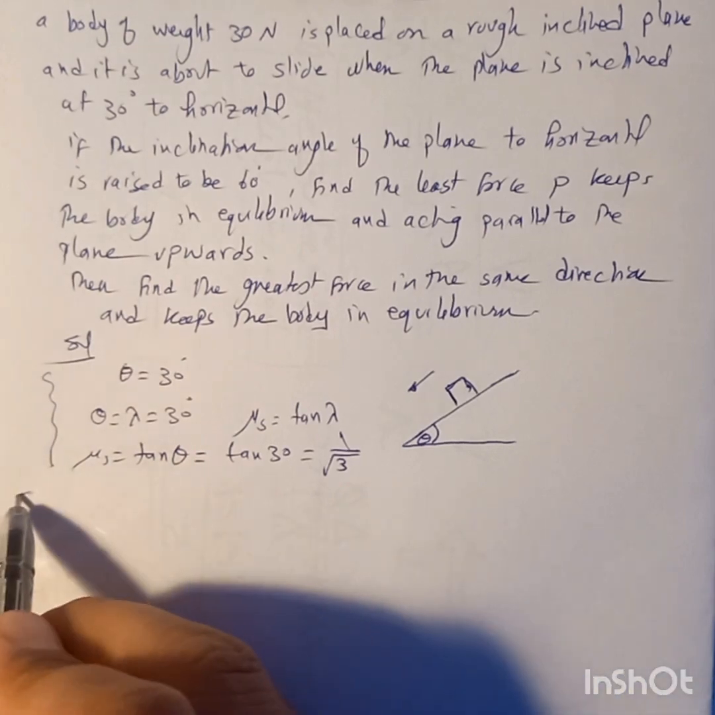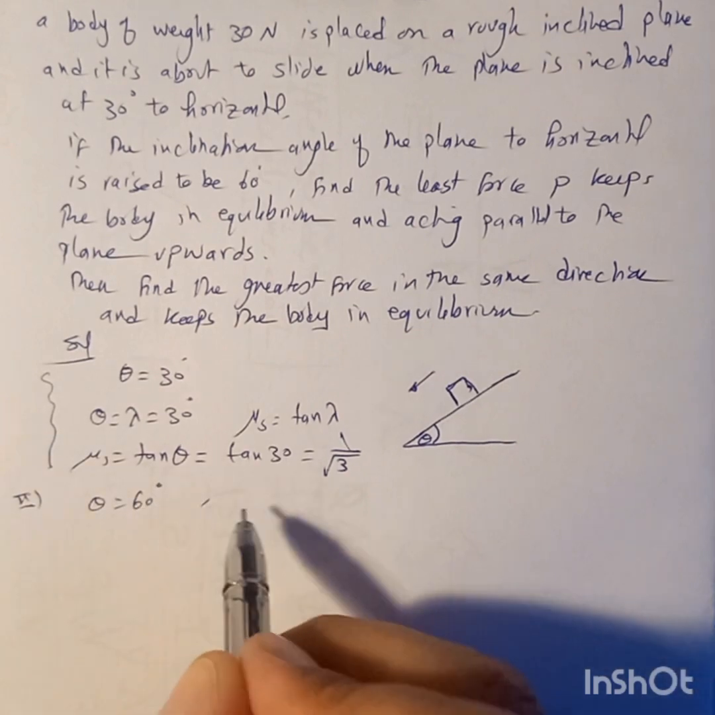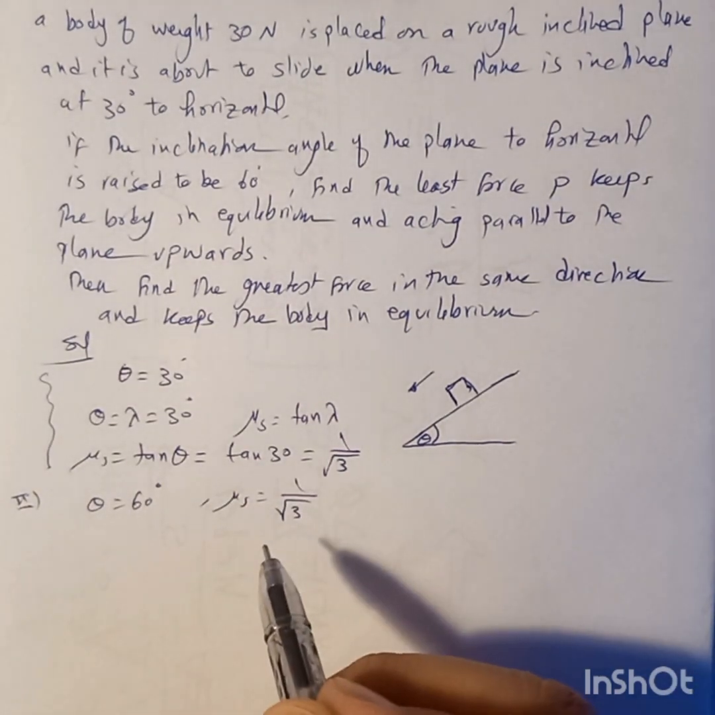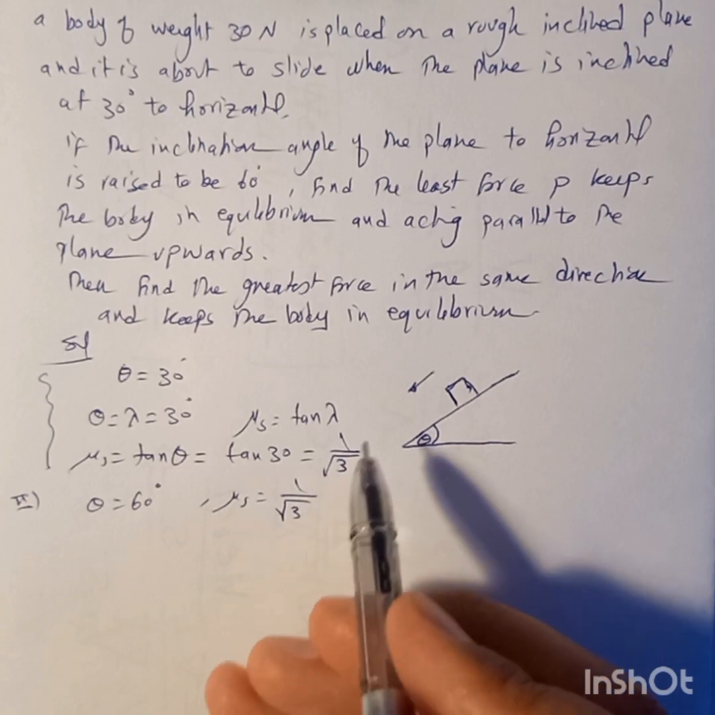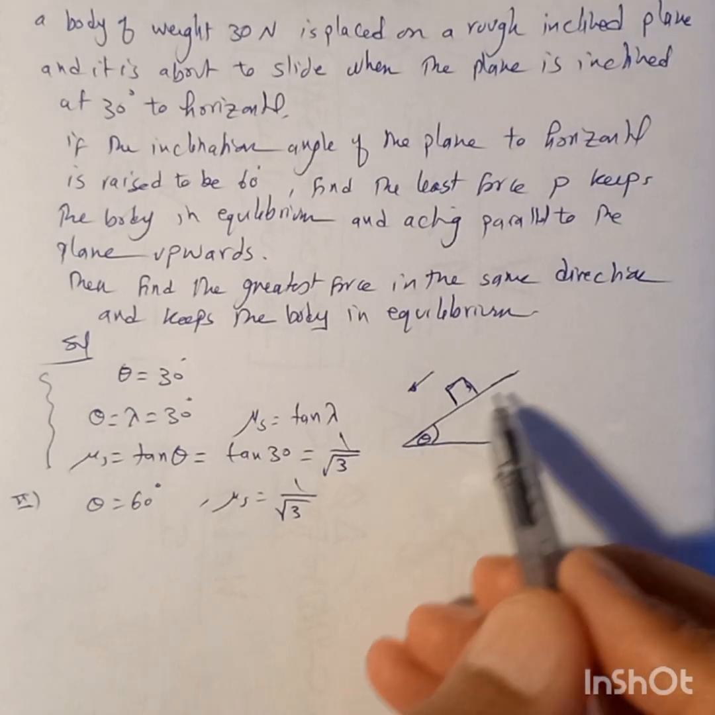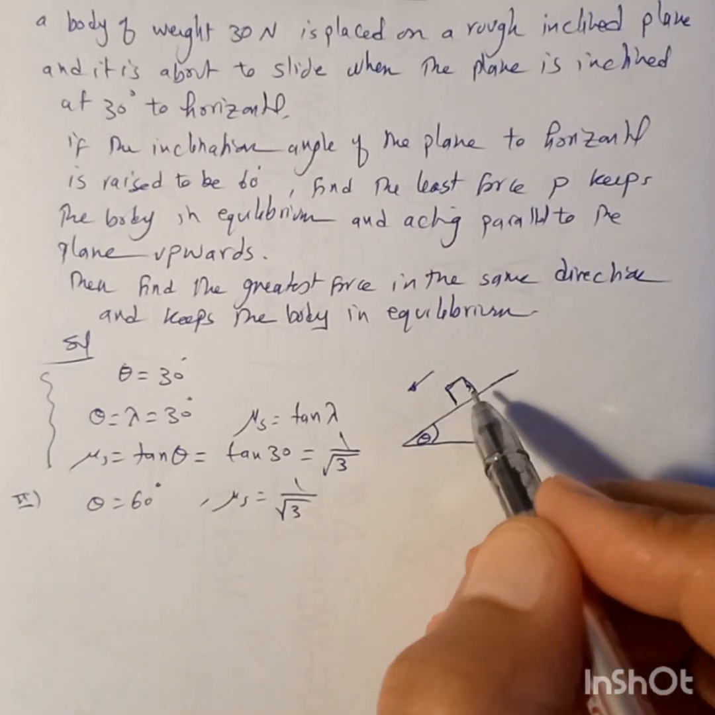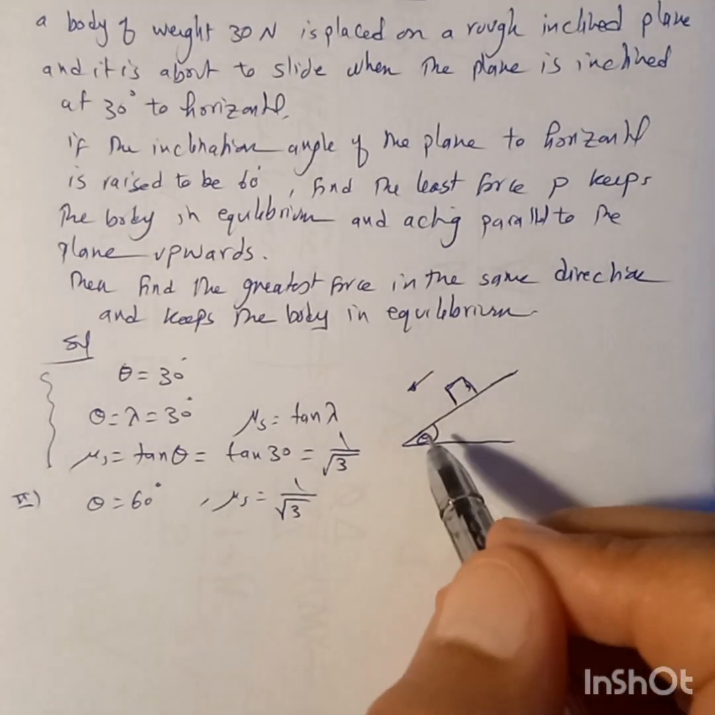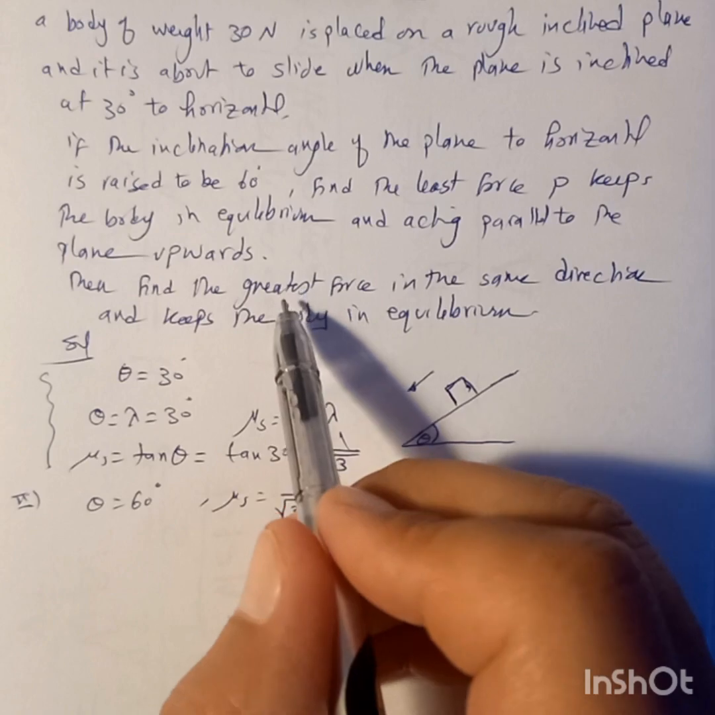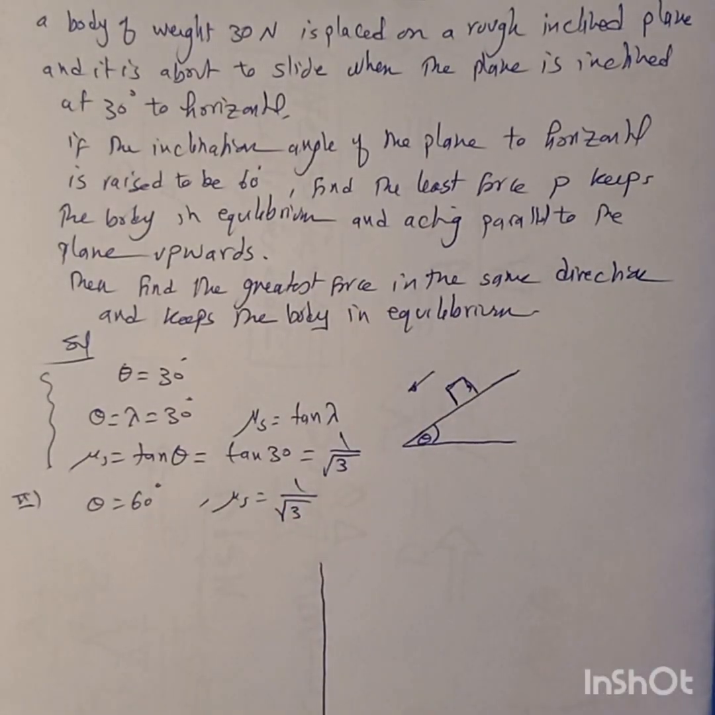Okay, second one, if theta is raised to be 60 degrees and we still have mu s equals 1 over root 3, it's required to find the least force P working parallel to the inclined plane upwards on this body and keep the body in equilibrium. And we also need to find the maximum value of this force. Okay, here we have two situations.